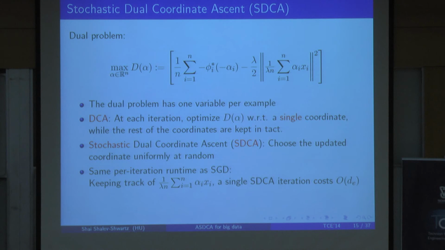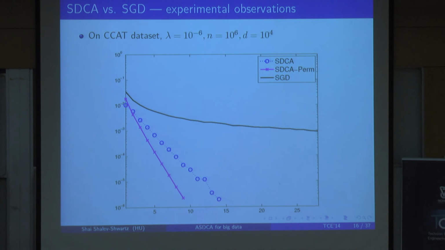And because of the structure of the dual problem, the per iteration runtime of a single dual coordinate ascent iteration is the same as stochastic gradient descent. By just keeping track of these sums, 1 over lambda n sum of alpha_i x_i, we can update one variable at the cost of a single inner product in d dimensions. So the cost is exactly like the cost of stochastic gradient descent. So we lose nothing by accessing the function differently. But let's see what we gained.